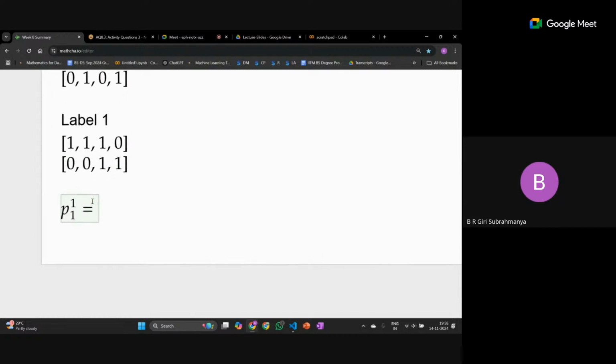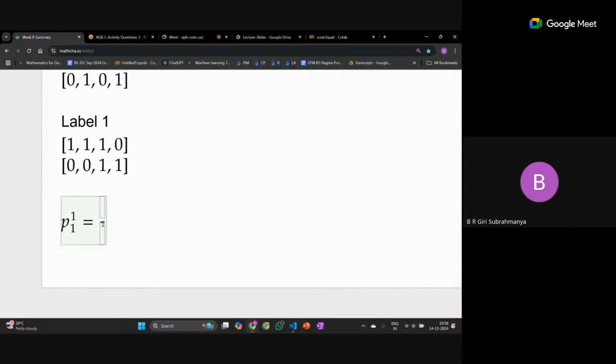Now, how will you predict? So P for feature 1. How many label 1 data points are there? 2. And for the first feature, you have 1. So this is 1 by 2. Next, P for feature 2. How many label 1 data points are there? 2. And for feature 2, again, there is 1.